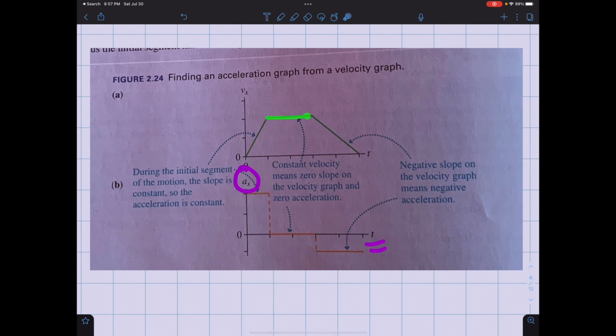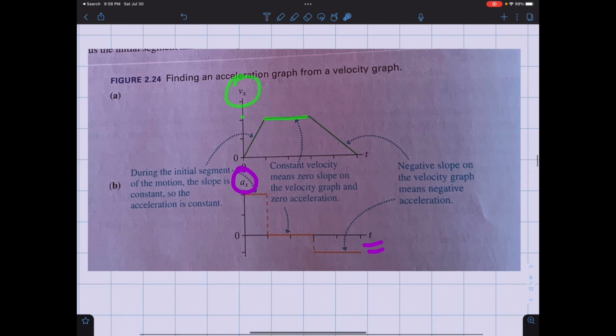At this point of the graph, the velocity is not changing. The velocity, whatever it is, stays the same over this period of time. If the velocity is staying the same, there's no acceleration. Acceleration is 0. Look at this part of the graph. The velocity is going from whatever it is here back down to 0. This means it's decelerating. If it's decelerating, let's assume it's decelerating and going to the right, then the acceleration is negative.